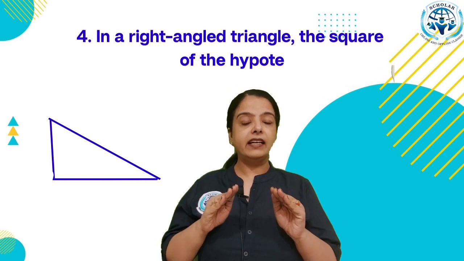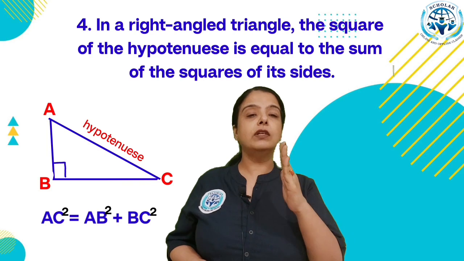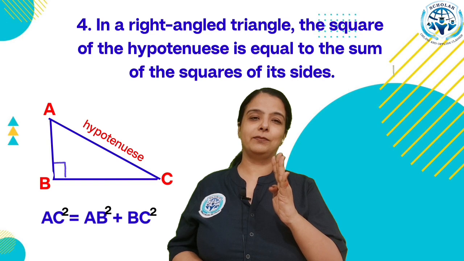Now, fourth property. In any right angle triangle, the square of the hypotenuse of the triangle is equal to the sum of the squares of the other two sides. This is the fourth property.